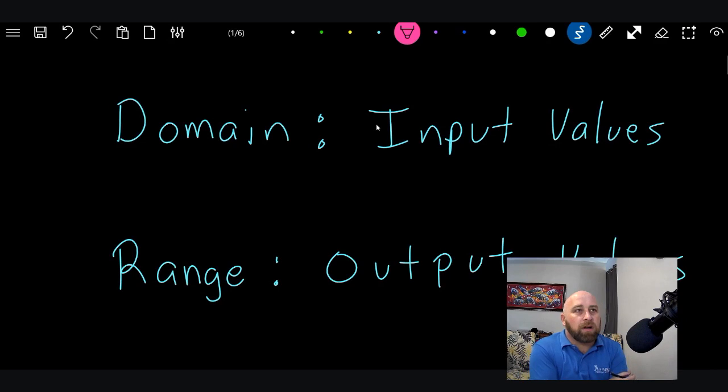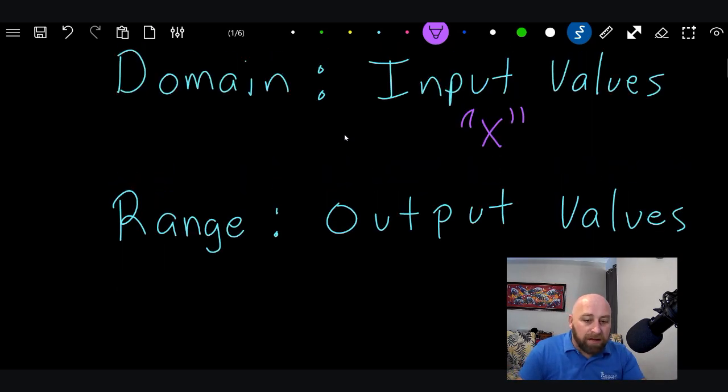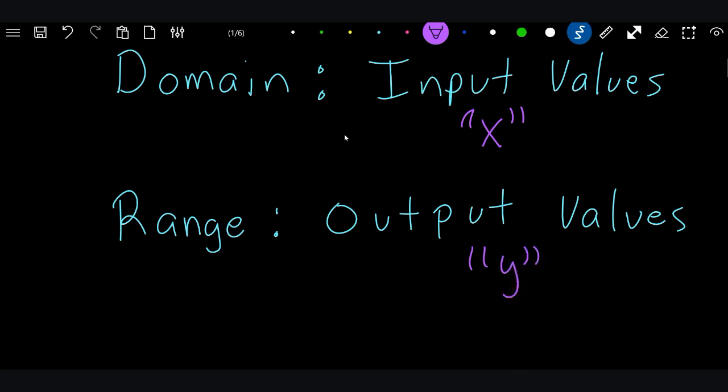Okay, so we've been talking the last few lessons about the input and the output. The input is the x. That's the input. That's the independent variable. Input, independent. Okay, x value. The range is the output values, and that is going to be your y or your dependent variable. Okay, so in other words, it depends on certain things.